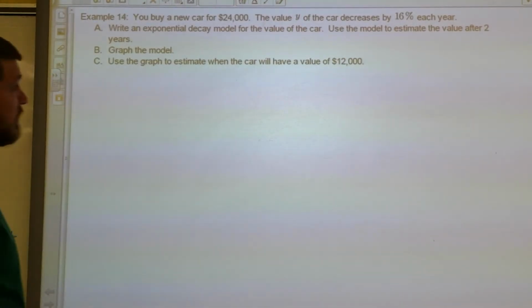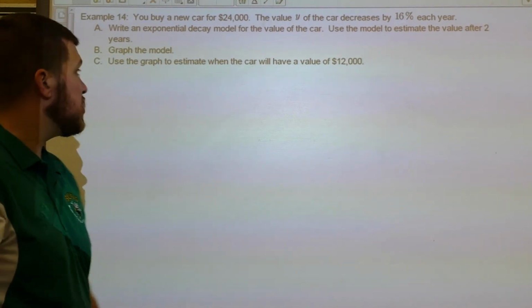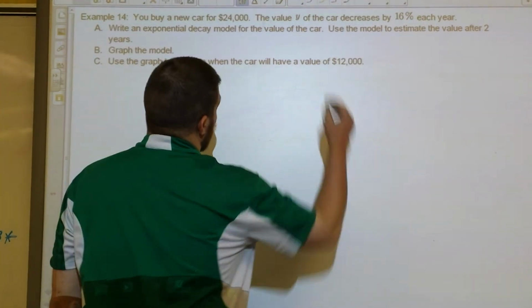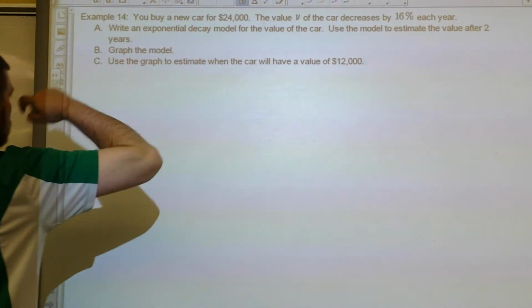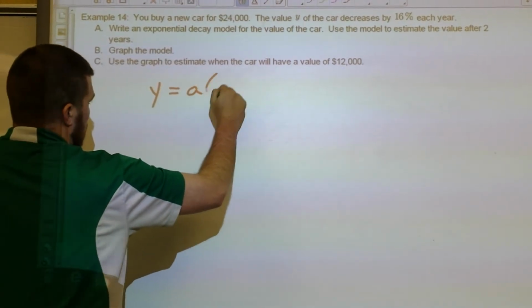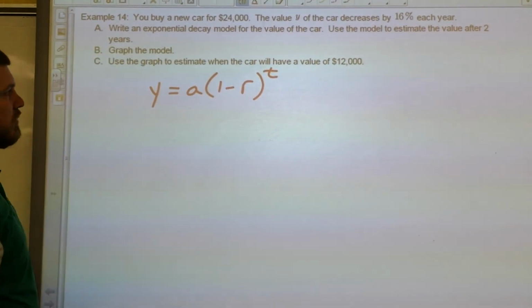Excuse me. Let's do another example. You're going to buy a car for $24,000. The value y of the car decreases by 16% each year. We want to write an exponential decay model, so we're already told what type of model we want, and use that model to estimate the value after 2 years. So let's do part A first in red. Again, we're starting with our model. We're told it's exponential decay, so we're going to use the model y equals a times 1 minus r to the t power. Let's plug in what we know.